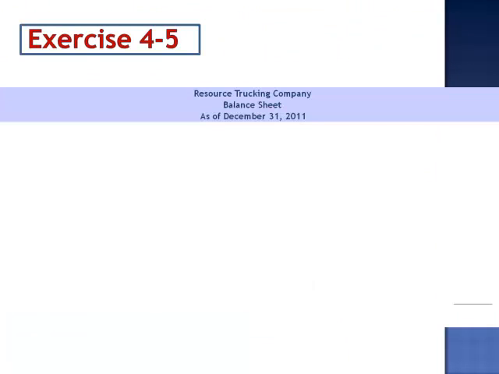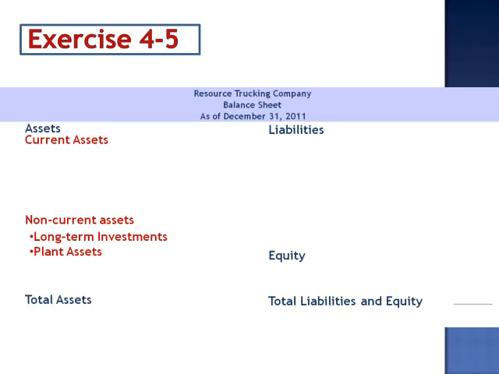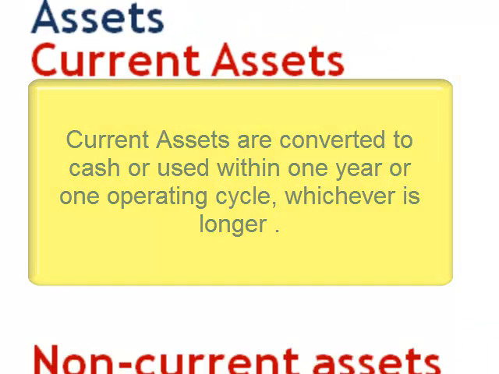A classified balance sheet is still a balance sheet. Its format, total assets, equals the sum of total liabilities and equity. What makes a classified balance sheet different are the subtotals within assets and liabilities. Within the assets section, we differentiate between current assets and non-current assets. Non-current assets include long-term investments, plant assets, and intangible assets. What makes an asset current is the fact that it will either be converted to cash or used within 1 year or one operating cycle, whichever is longer.